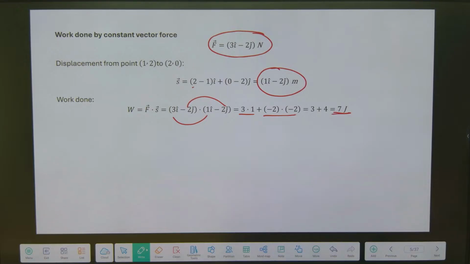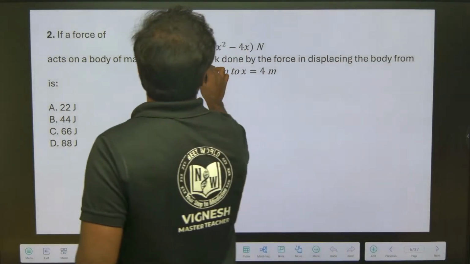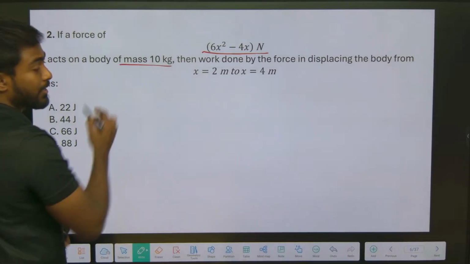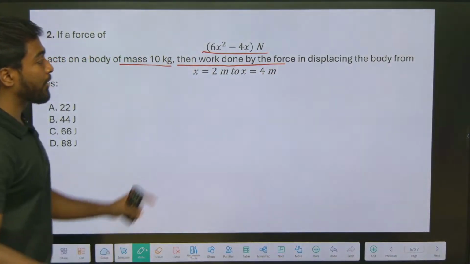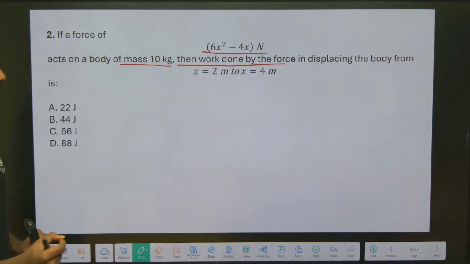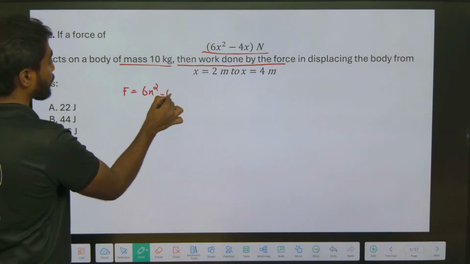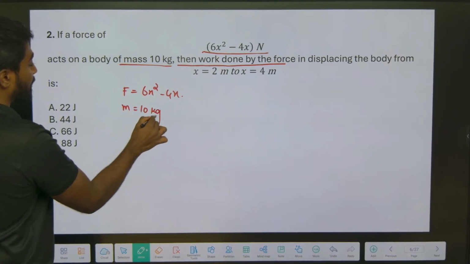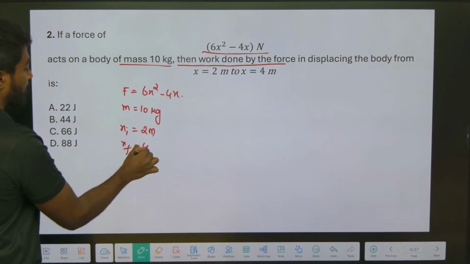Okay, the next question. If a force 6x² − 4x Newton acts on a body of mass 10 kg, then what is the work done by the force in displacing the body from x = 2 meter to x = 4 meter? So what are the given terms? First of all, force is F = 6x² − 4x, and mass is 10 kg. Then x initial is 2 meter and x final is 4 meter.